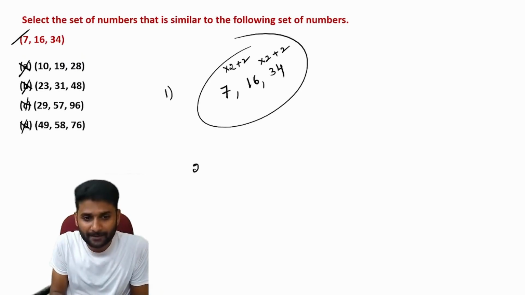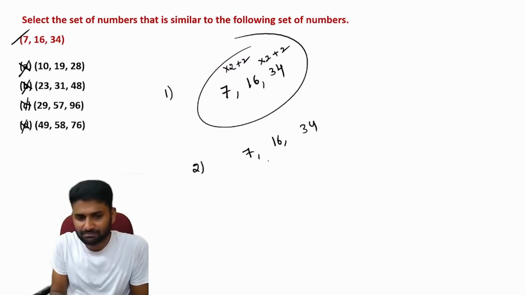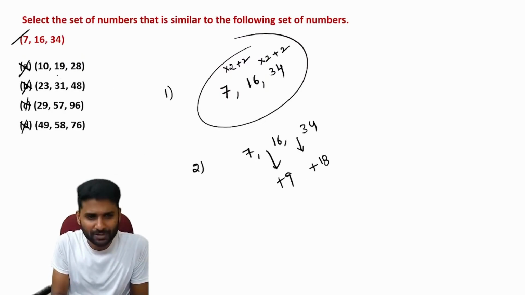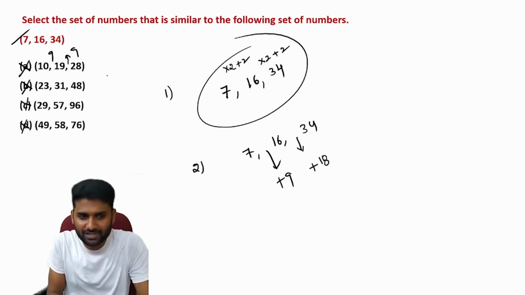Just change the pattern again. 7, 16, 34. We do not get anything through multiplication, so find the difference. It's a difference of 9 units, and between 16 and 34 it is a difference of 18 units. Now go through the options here. You can see a difference of 9 units, but 19 and 28 have a difference of only 9 units. But according to the sequence, it should be double.